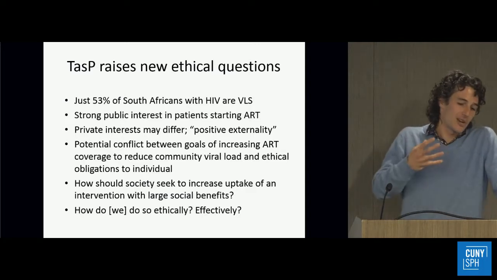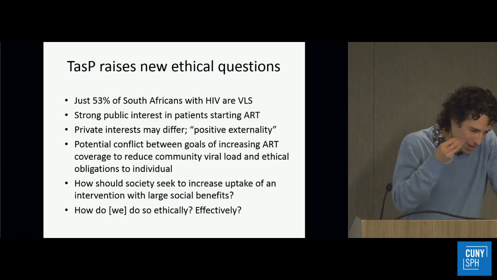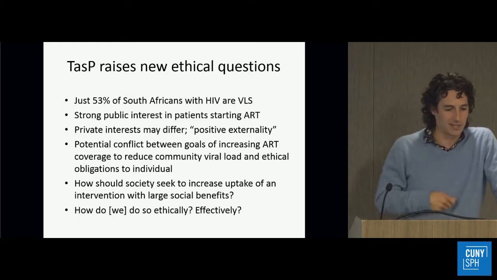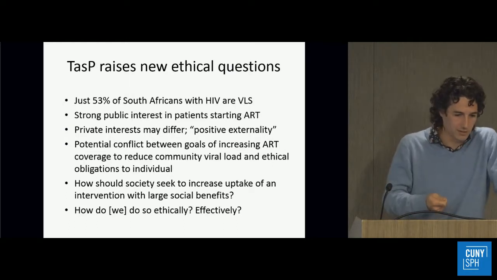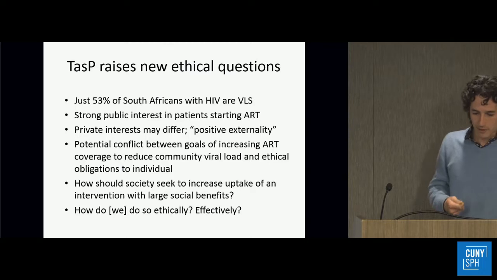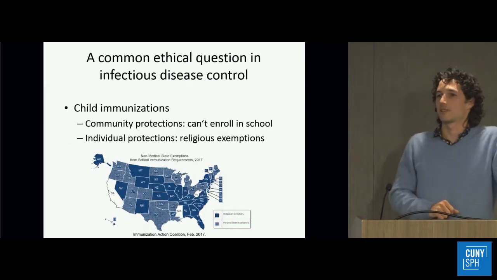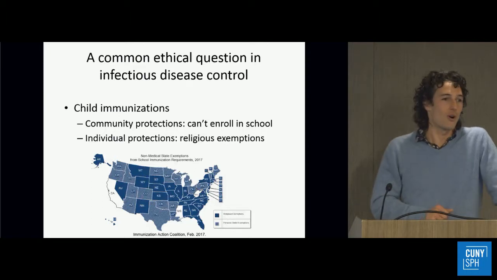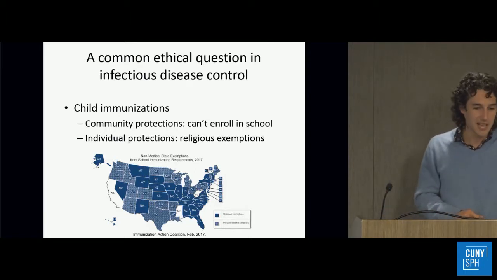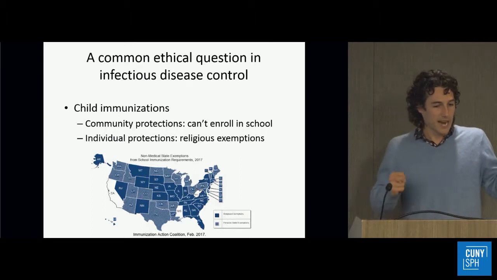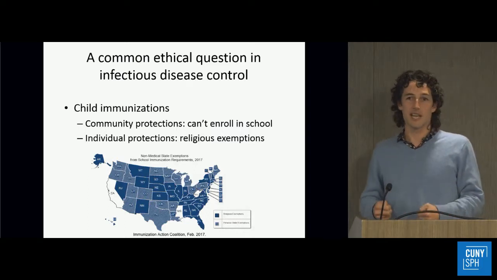I think this helps to both think this through ethically and think about how we can scale up this intervention with large social benefits effectively. So this is actually not a question just about TASP. This is a question we deal with all the time. So child immunizations. There are community protections. You can't enroll in school unless you vaccinate your kid, right?